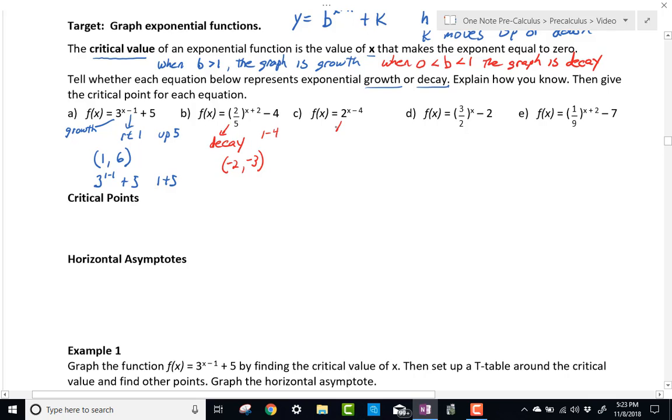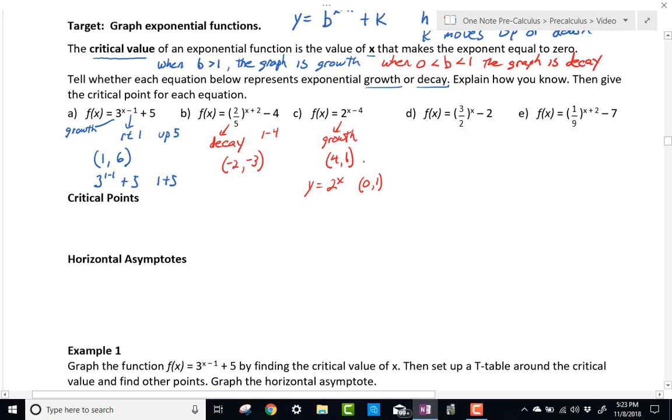I go to the next one. This is exactly like our first graph. It's growth. Same base value. My critical value is going to be x equals 4. If I plug in 4, I get 4 minus 4, which is 0, and 2 to the 0 is 1. So now, if you compare this graph to the very first one of y equals 2 to the x, y equals 2 to the x had a starting point at (0, 1). Well, take a look at the shift on this graph. This graph is shifted to the right 4 units, still has a critical value at a y value of 1.